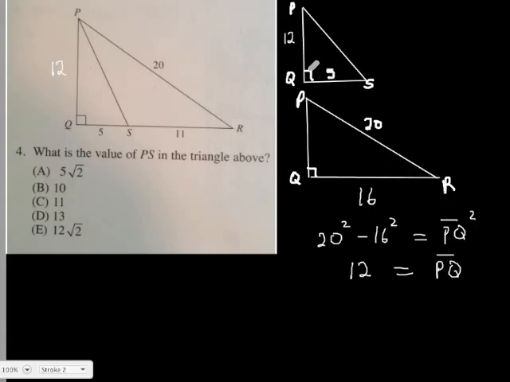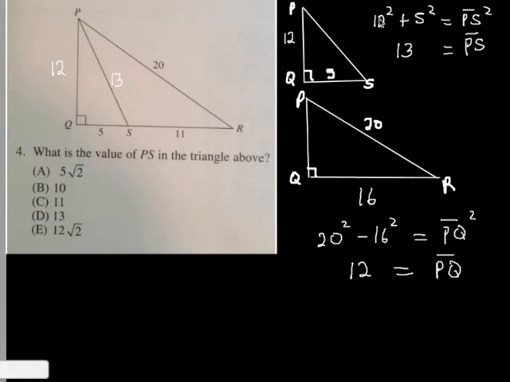This is 12. And we know the length of QS, and we can use Pythagoras again and figure out the length of PS. So this time it'll be 12 squared plus 5 squared is PS squared. So use your calculator to determine the length of PS, and it is 13. The length of PS is 13.